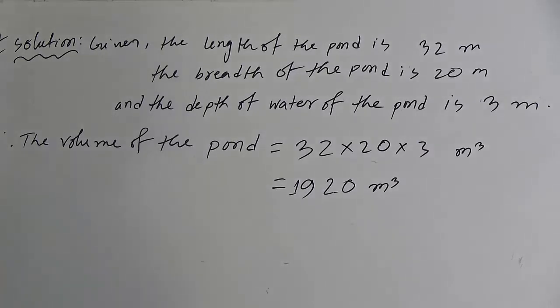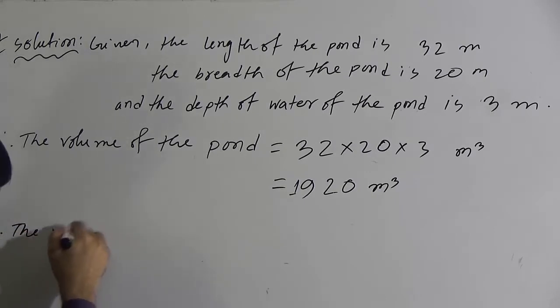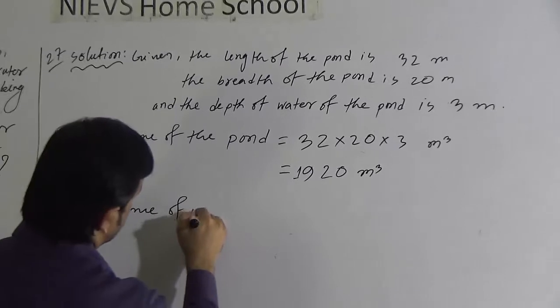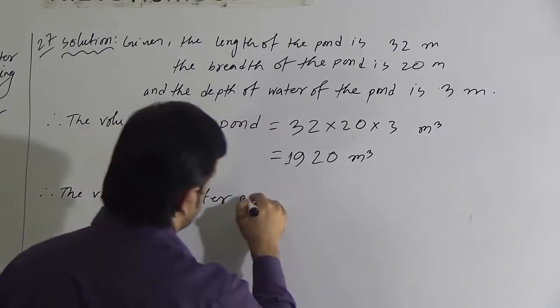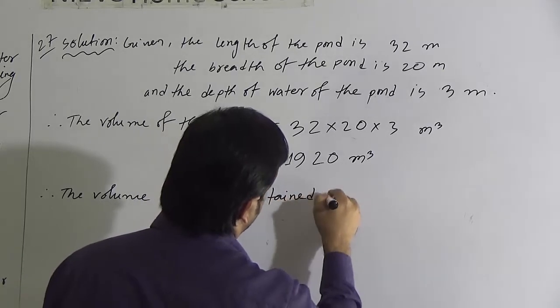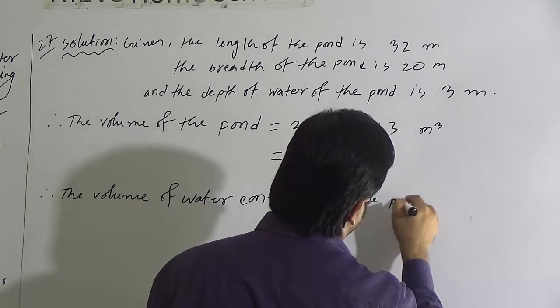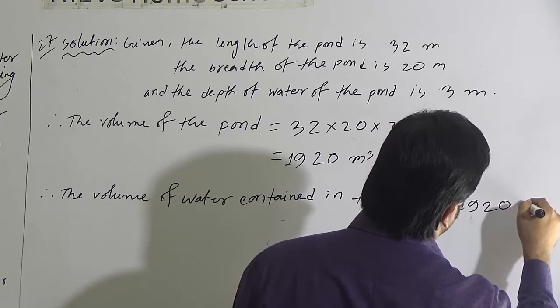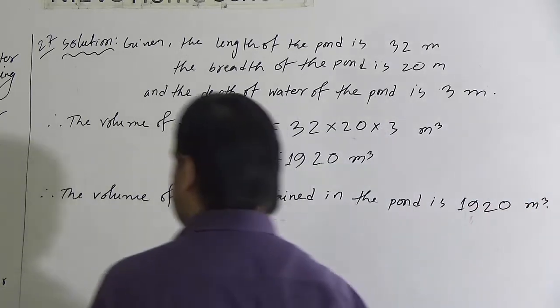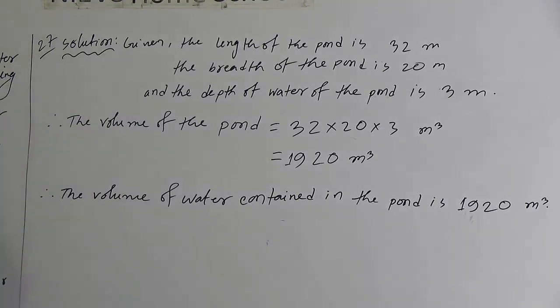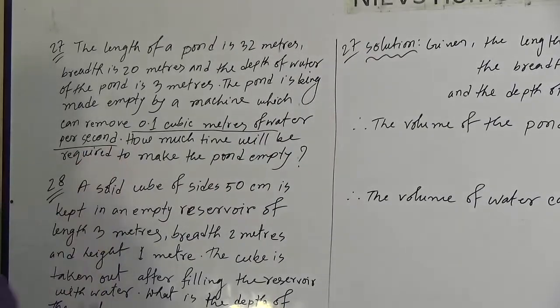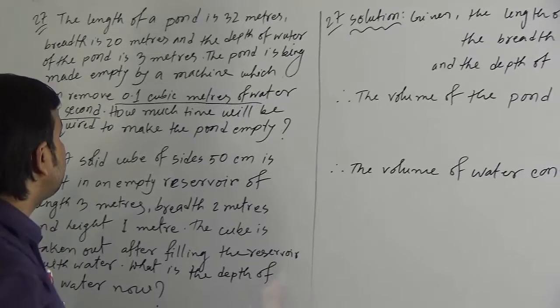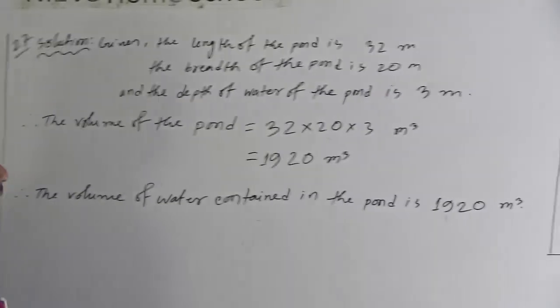It means the volume of water contained in the pond is, therefore, 1920 cubic meter. Dear students, here is another information given. A machine can remove 0.1 cubic meter of water per second. It means in 1 second, a machine can remove 0.1 cubic meters of water.